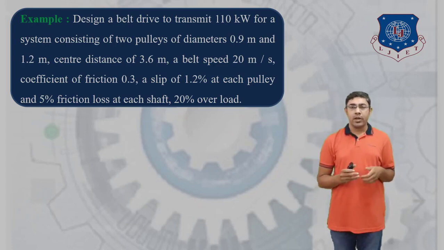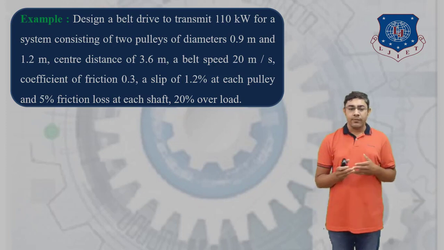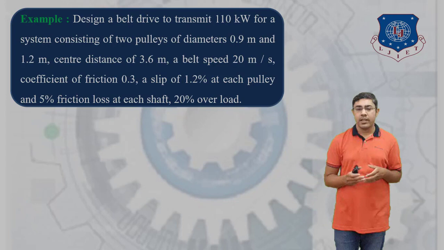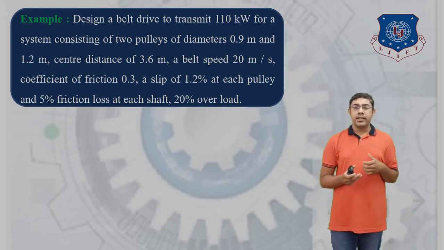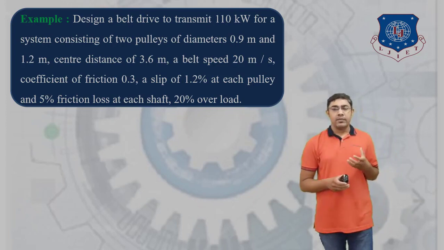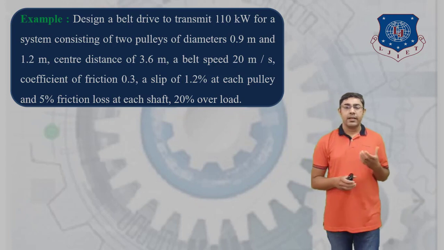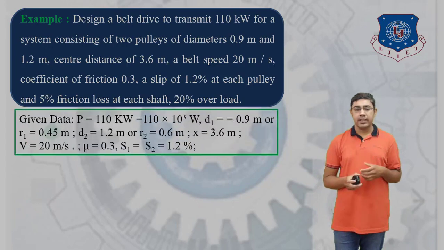Coefficient of friction is 0.3. A slip of 1.2% at each pulley. So here the slip occurs on both the pulleys, and the slip is 1.2%, and a 5% friction loss at each shaft. Here the friction loss occurs at each shaft, and that is equal to 5%. And we have to consider 20% overload for the design of the belt drive. So these are the problems given, and we have to design the belt drive according to these configurations. For that, first of all, we collect the data given.